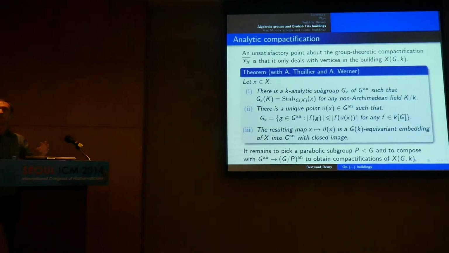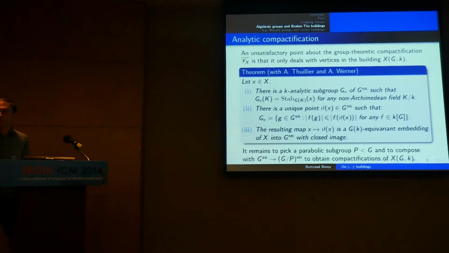So when I close the image of this composed map, I do get an equivariant compactification of the building. And the extra thing, with respect to the naive group theoretic compactification, is the fact that I can vary the conjugacy classes of parabolic subgroups so that I get the analog of the family of Satake compactifications of Riemannian symmetric spaces. Okay, I have as many compactifications as conjugacy classes of maximal proper parabolic subgroups. So this is a compactification which still deserves to be used, I think, but it's on your project so far.